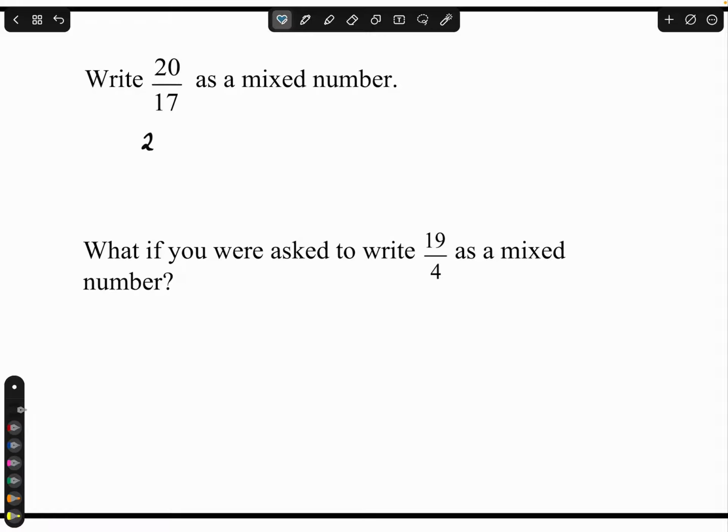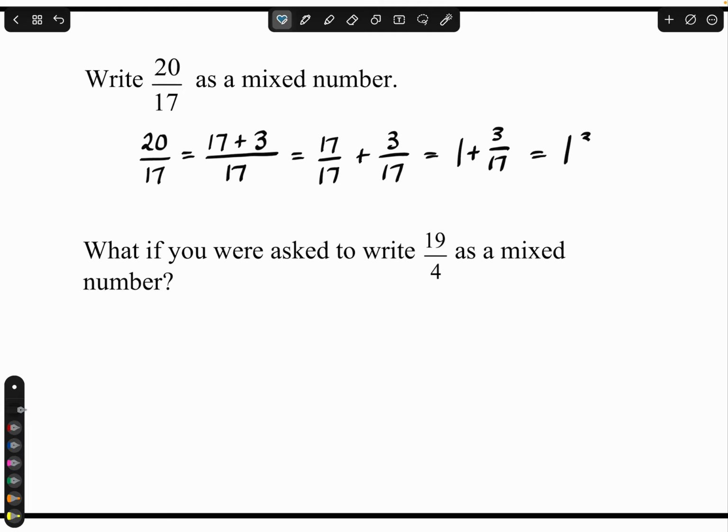I have 20/17, and I'm going to think about how many wholes I can pull out of there. It takes 17/17 to make a whole. So I could think of this as 17 plus 3 over 17. And if we separated those and gave them each their own denominator, we'd have 17/17 plus 3/17, which is the same as 1 plus 3/17, or in the end, 1 3/17 is how we would normally read or write it.